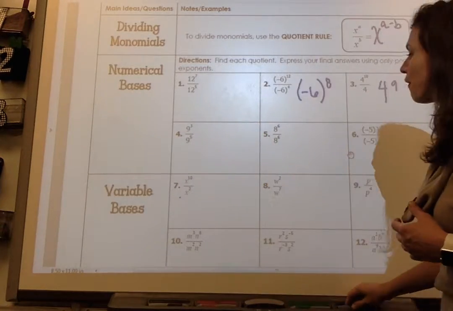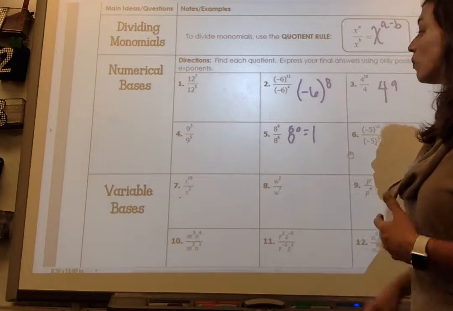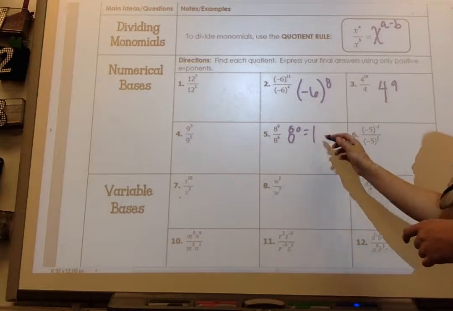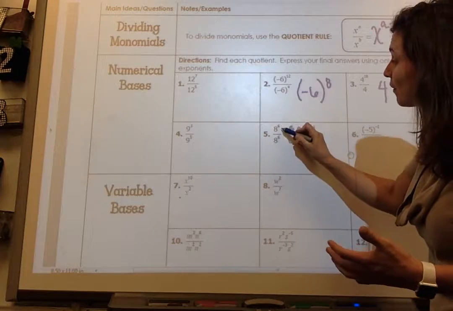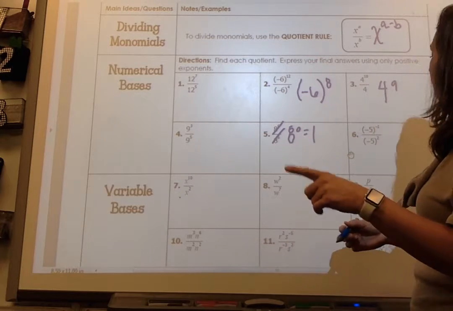Number 5 is anything to the 0 power is 1. 6 minus 6 is 0. Anything to the 0 power is 1 because anything divided by itself, 8 to the 6th, is exactly like 8 to the 6th, and it's 1.